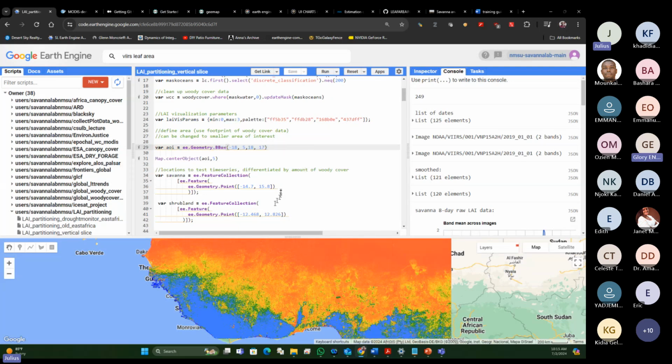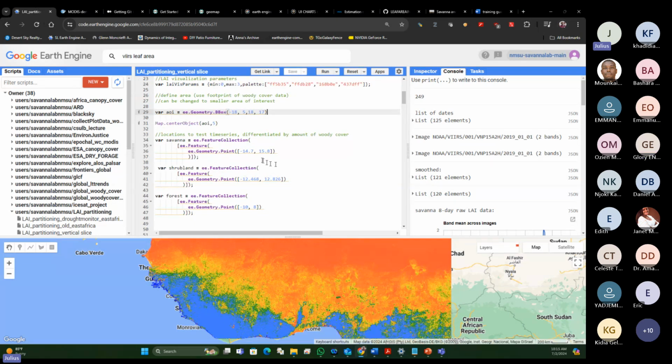But you might want to hold on that, because I've created some specific points of interest to demonstrate how the algorithm works. Those are areas that I've zoomed in on and predetermined what is going on there. One point of interest is a savanna landscape in northern Senegal, for those familiar with the landscape in Senegal. Another point of interest is a shrubland area.